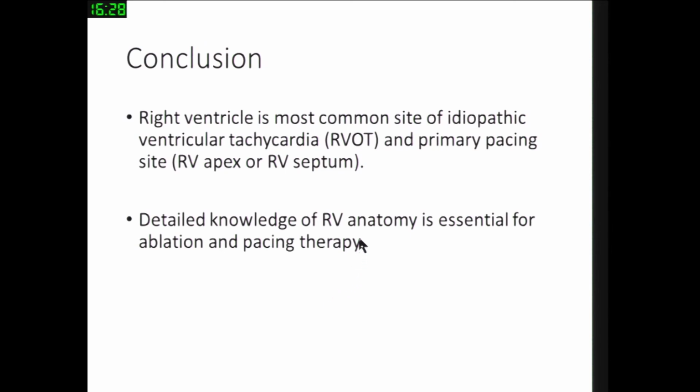This is my conclusion. The right ventricle is the most common site of idiopathic ventricular tachycardia and the primary pacing site. And detailed knowledge of RV anatomy is essential for ablation and pacing therapy for electrophysiologists.